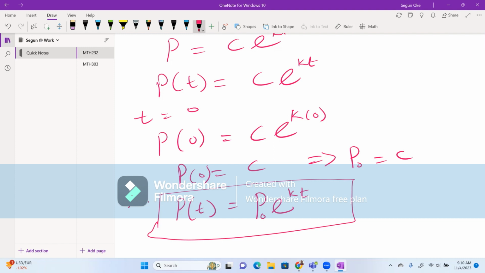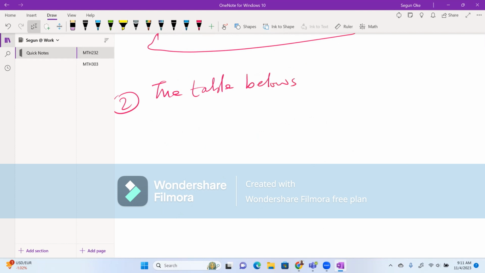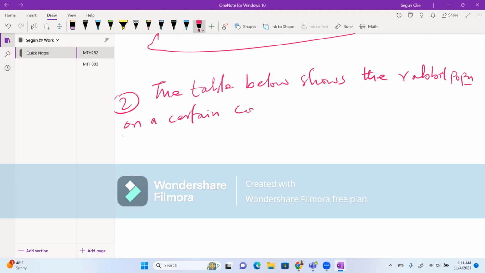Now, let's look at an example. How do we use the model? How is the model applicable to our day-to-day life? I'll give us a table, then we will begin to use it. So let's look at example 2. The table below shows the rabbit population in a certain community.